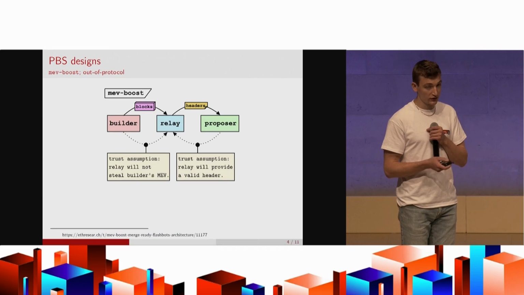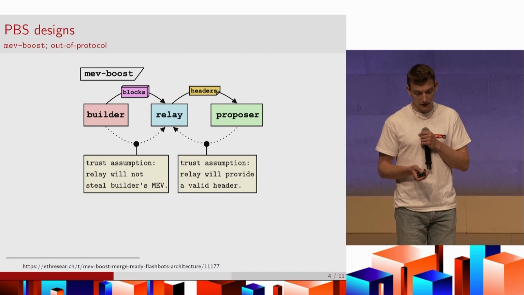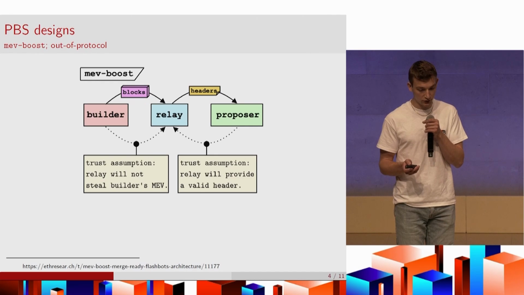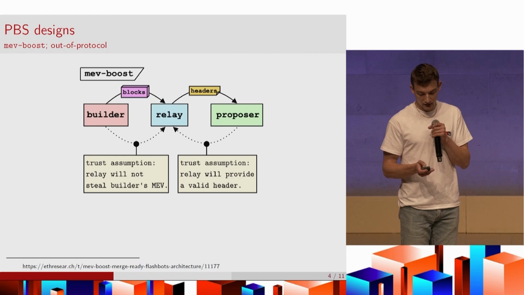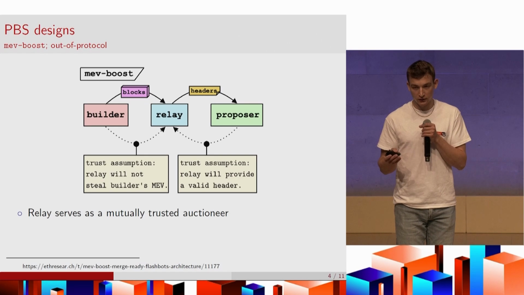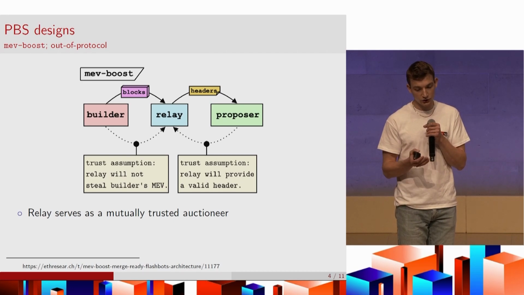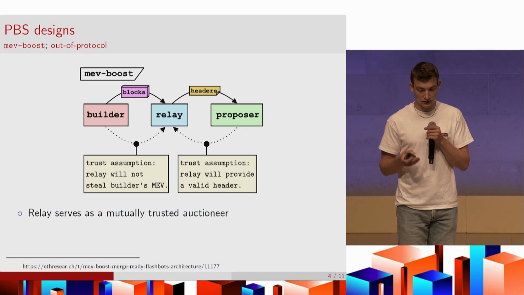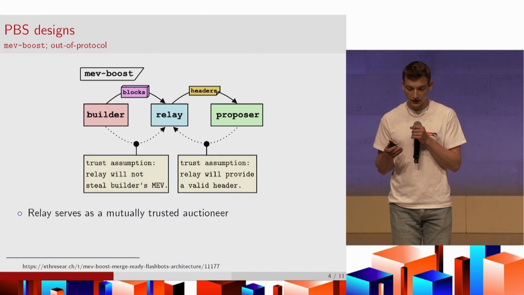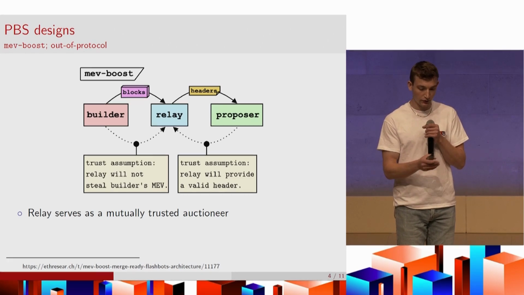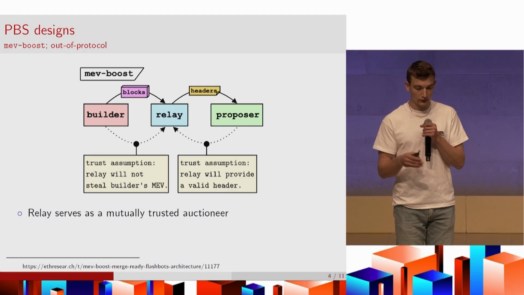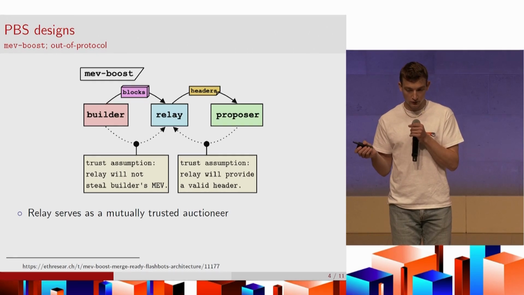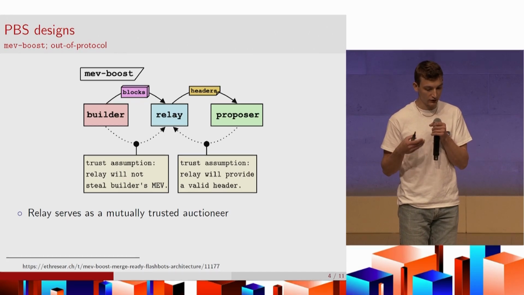So MevBoost is what exists today. This is the software that was written by Flashbots right after the merge. And the idea here is that there's a third party to facilitate the relationship between the builder and the proposer. And this third party is called the relay. They broker the trust between the two and conduct an auction to give the proposer the highest paying block from the builder. So builders are sending blocks to relays. Relays forward the headers onto the proposers, and the proposers commit to a header without actually seeing the block.